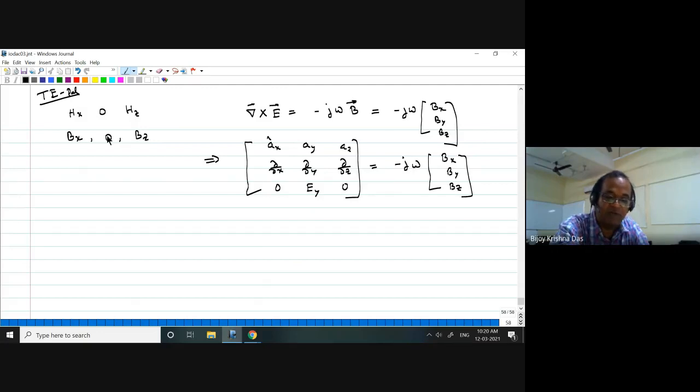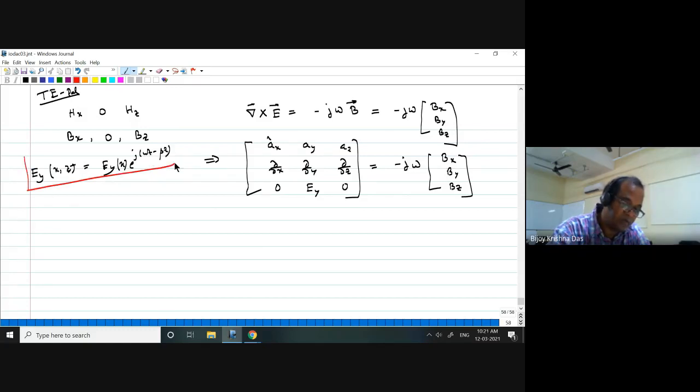Once only Ey is there, By would be automatically 0, you will find. Let's see what happens. Now if you see, what is the x component? X component is del del z Ey. So again, for Ey, I can write the y component as a function of x and z. Of course, the time dependent part we don't need to write; e to the power j omega t we have already written. So we write Ey x e to the power j omega t minus beta z, right? So that is your Ey expression.